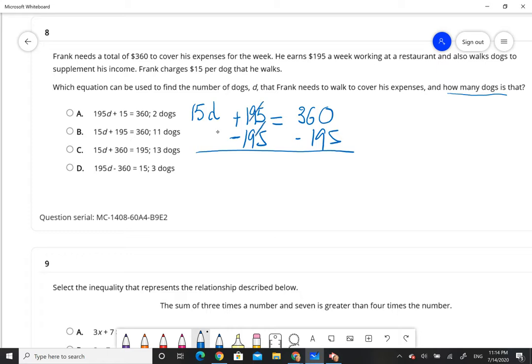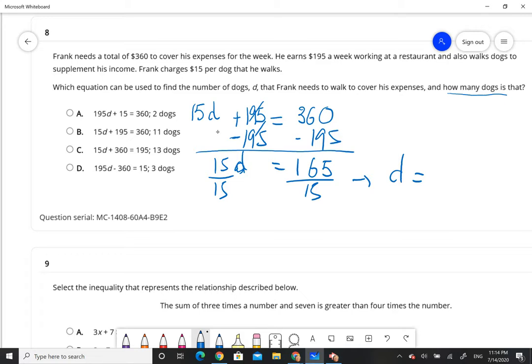So this goes away. Now you have 15D equals 360 minus 195, right? You would get 10 minus 5 is 5. 60 minus 10 is 6. 3 minus 2 is 1. So 165, right? And now to find D, you need to divide by 15. So that means D equals 165 divided by 15.